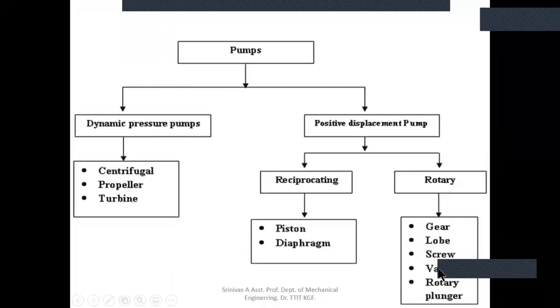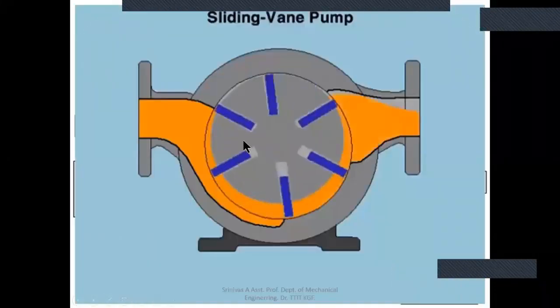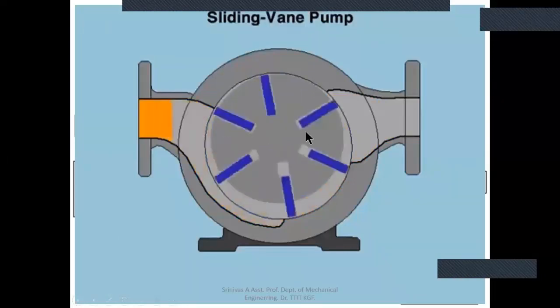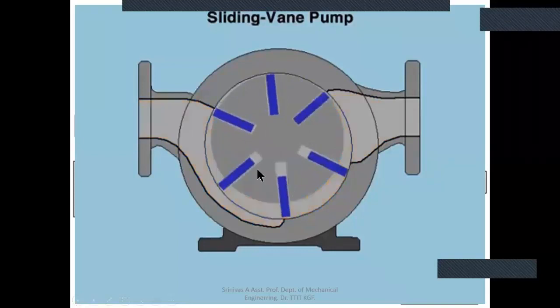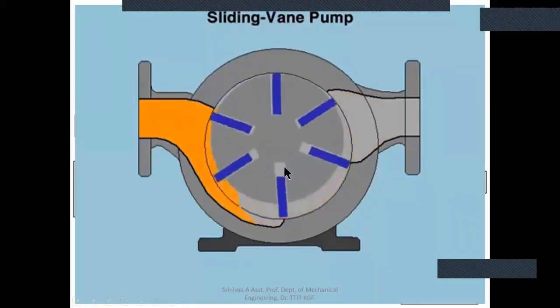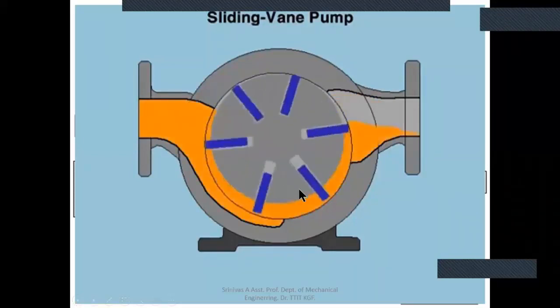And next one is vane. So the vane type of pumps will be like this. There is a shaft at the center. To that, a number of vanes are attached. These vanes have flexibility, or a cavity is made so that the vanes can be moved inside and outside.